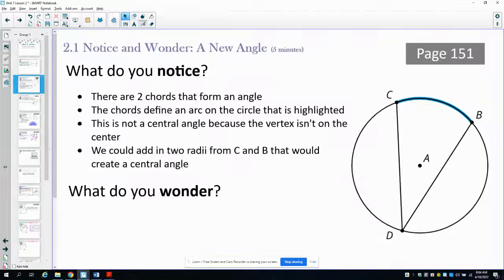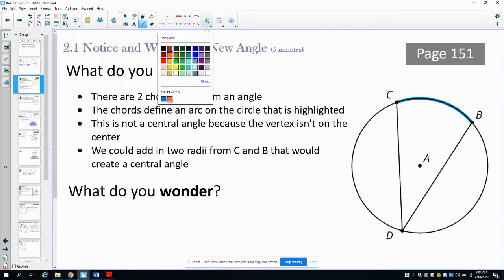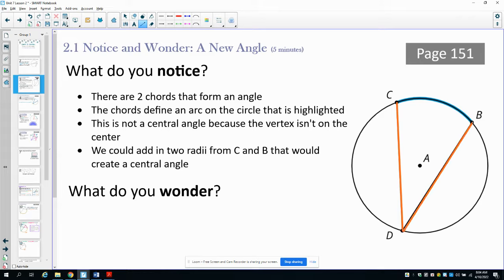Maybe you noticed that there are two chords in this diagram that are forming an angle. So you see this chord here and you see this chord creating an angle. You see that the chords define an arc. These chords end at C and B and there's an arc highlighted between them. Maybe you noticed that this orange angle is not a central angle because its vertex is not on the center of the circle. But if you were to draw in two radii, you maybe noticed that you could draw in a central angle.